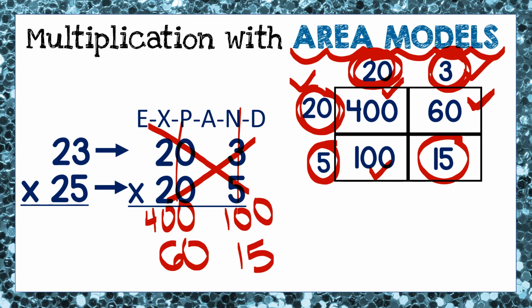Now, these numbers inside of my box add up to give me my final answer. They're part of my answer. Remember, we call them partial products. So I'm going to set them up in an addition sentence to get my final answer.